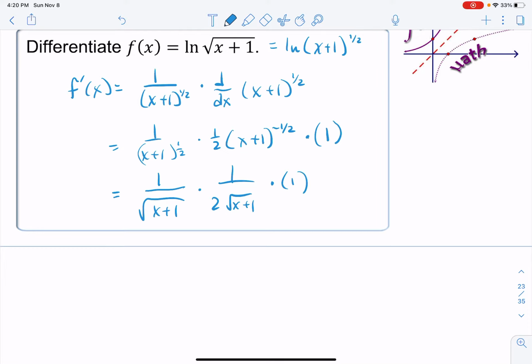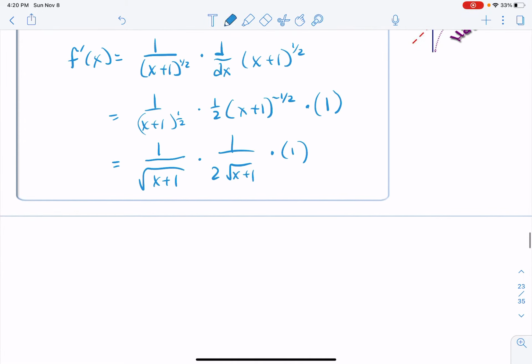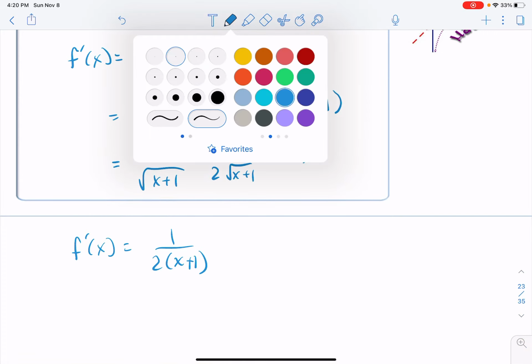All right, and then maybe multiply these things together, this square root times this square root. Those square roots are going to cancel, and then my final answer here, f prime of x is equal to 1 over 2 times x plus 1, and then I just multiplied this 1 up top here, so that 1 times this 1 times that 1 is just this 1. All right, there you go. Lovely.